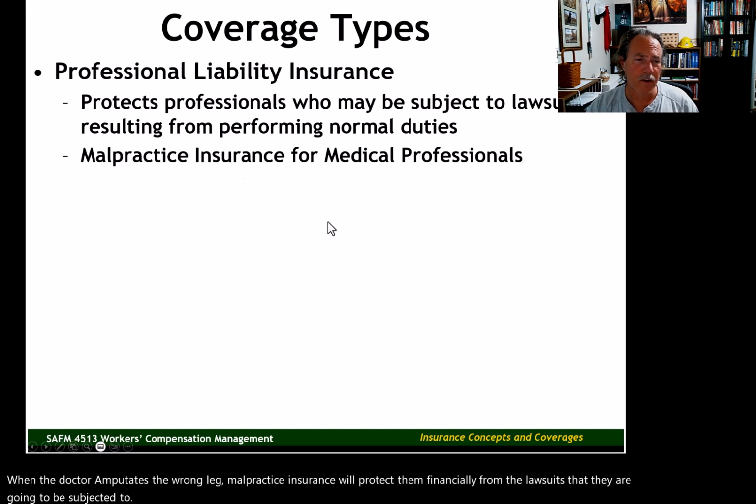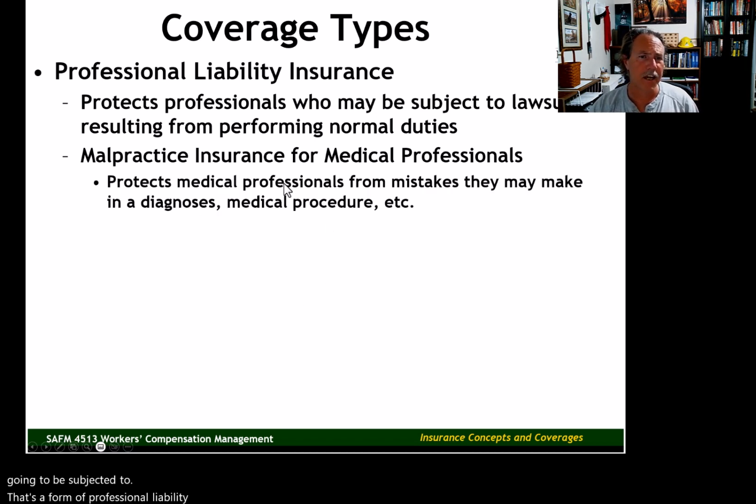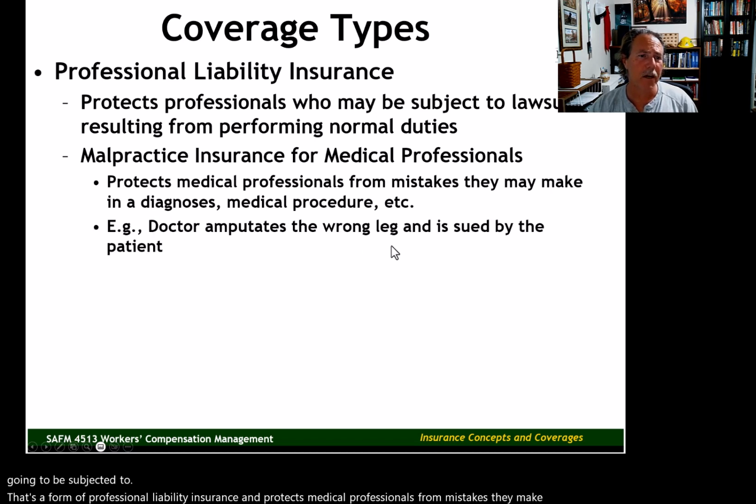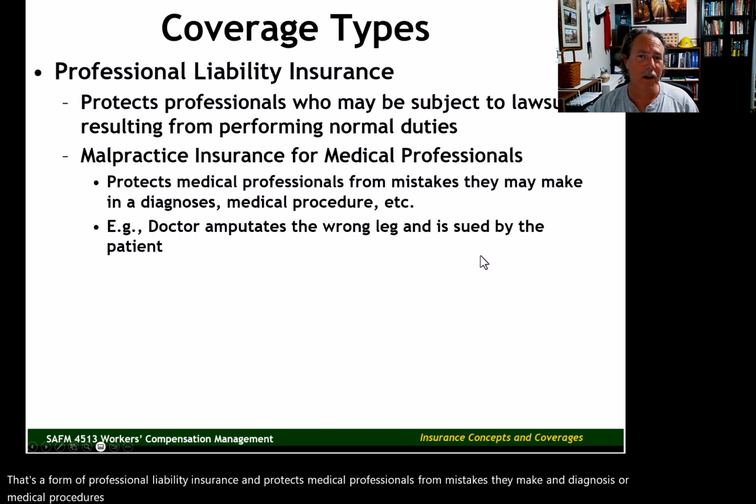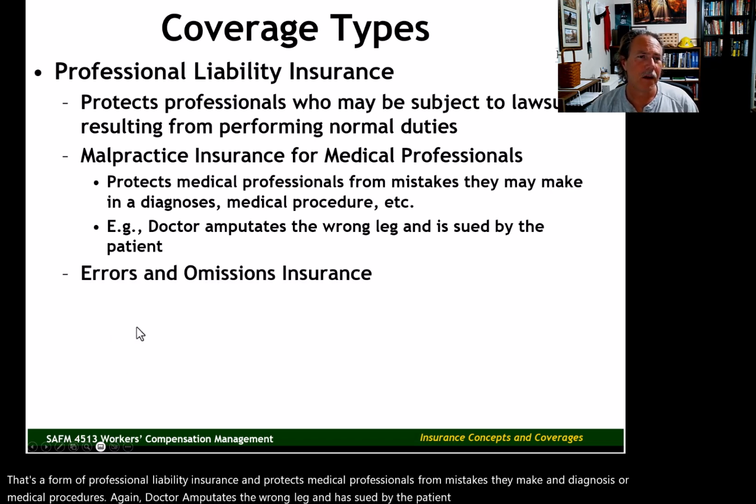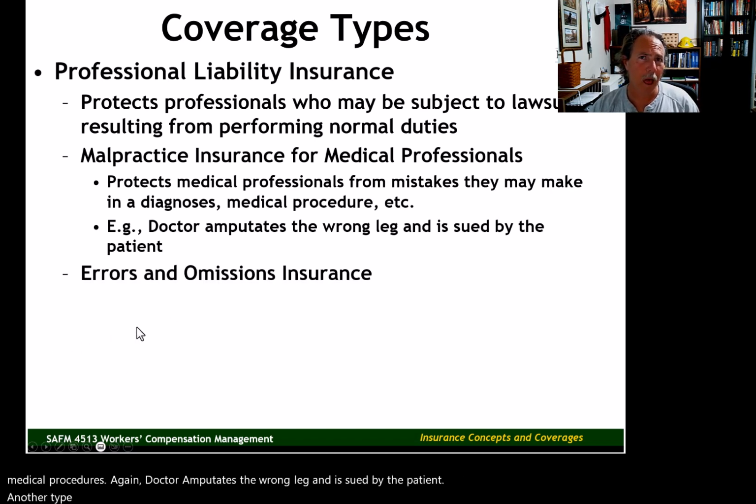That's a form of professional liability insurance. It protects medical professionals from mistakes they make in diagnoses or medical procedures. Again, the doctor amputates the wrong leg and is sued by the patient. Another type of professional liability insurance is referred to as errors and omissions insurance, and this is more applicable to safety professionals.